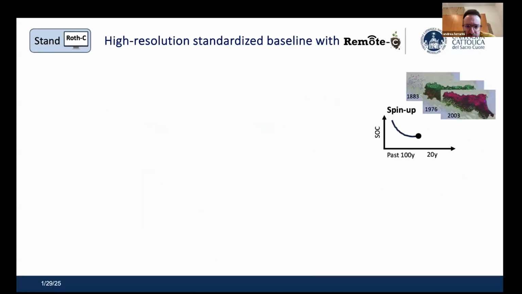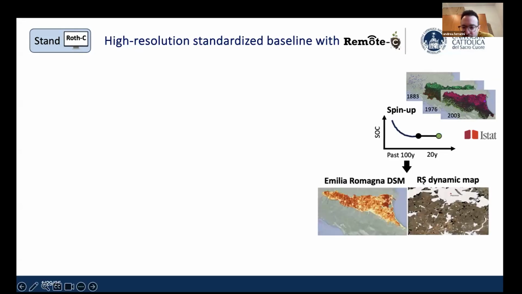Okay, for the moment, for the standardized baseline, because this part is quite complicated, basically what we are trying to do, probably not by the end of the project but after it, in a year and a half, we will be able to finish this procedure. Basically, we want to do the historical spin-up of each parcel, because we have the historical land use map of the century, to initialize the actual soil organic carbon values for a given year, thanks to this ensemble of the Emilia-Romagna digital soil maps and the remote sensing dynamic model.